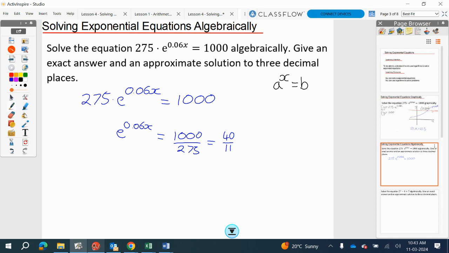So now we've got it into this format. Let me rewrite it. e to the 0.06x is equal to 40 over 11. We're into the form a to the x equals b. So at that point, take logarithms of both sides. You can take logarithms in any base of both sides, but in this one, I'm definitely going to be using natural logarithms. So if I take logarithms of both sides, I get the natural log of e to the 0.06x and the natural log of 40 over 11.